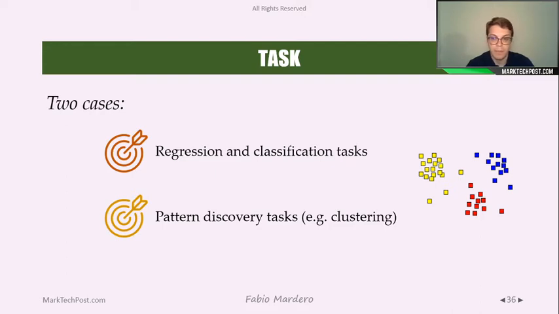When we interpret a target variable inside our data, then we are talking about regression if the random variable we are trying to predict is continuous, or classification if that random variable is discrete. If all variables are intended as potentially significant, then what we are aiming to do is a pattern discovery task, for example, clustering.